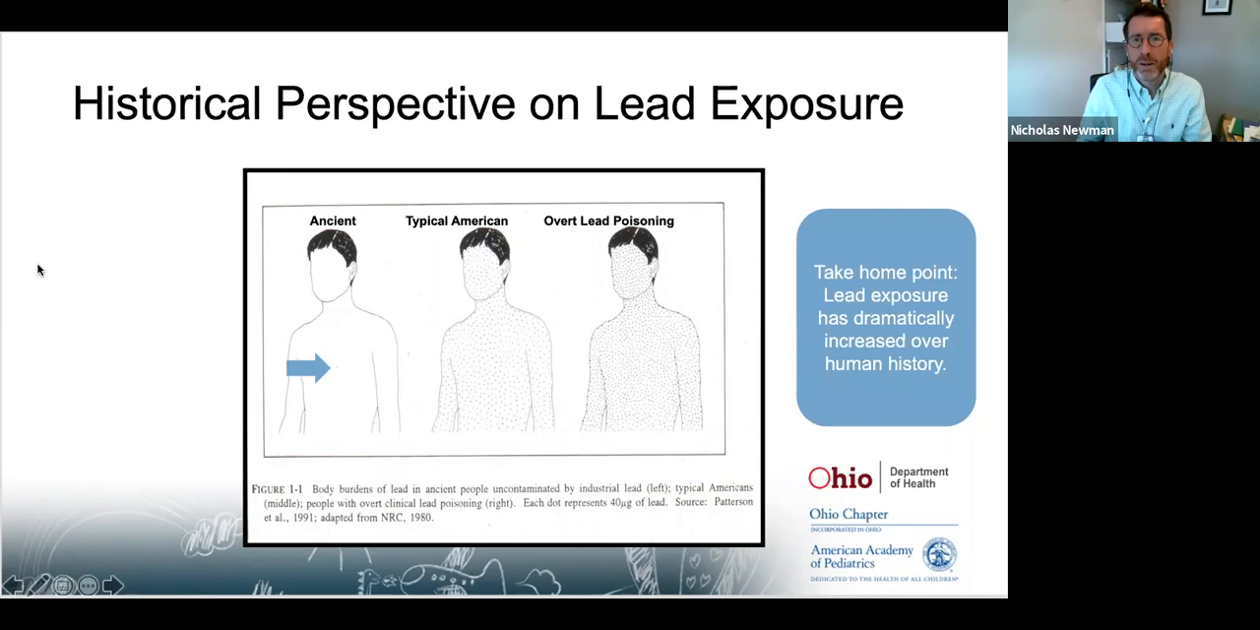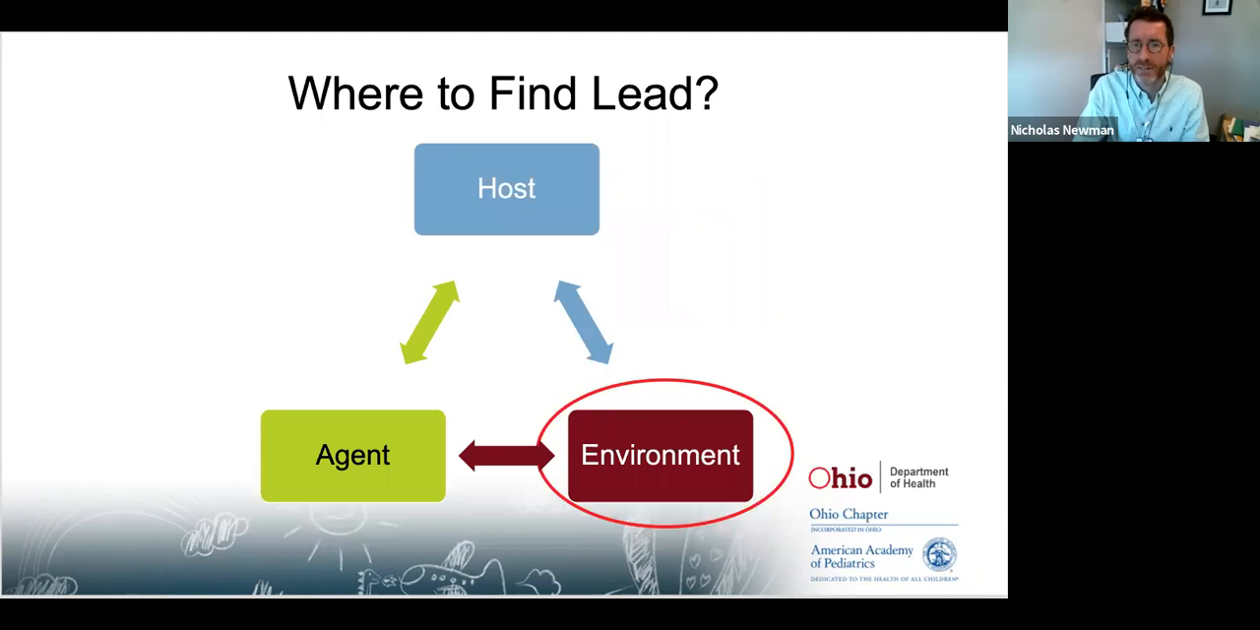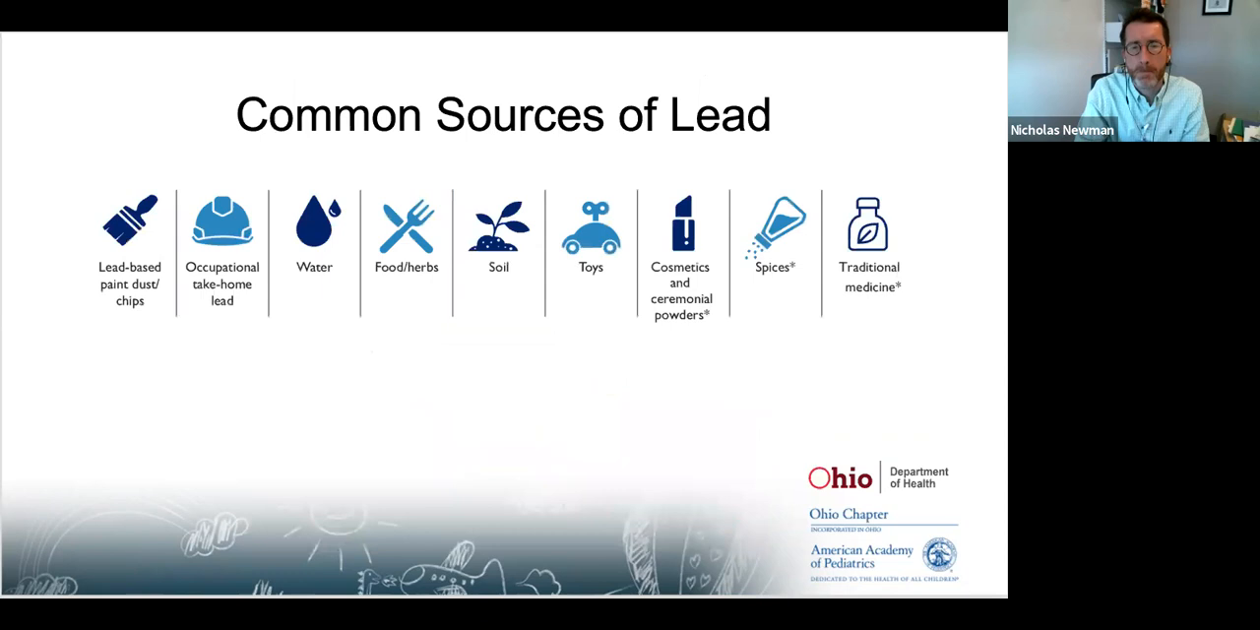So basically the take-home point with these two slides is that exposure has dramatically increased over human history. Next slide. So where to find lead? I'm moving around the little triad. Next slide. Common sources, and this is looking at children, right? Lead-based paint is definitely up at the top. Occupational take-home exposure. Then water.